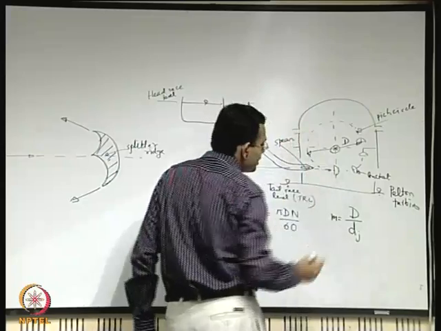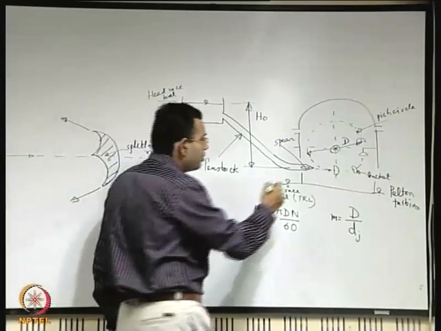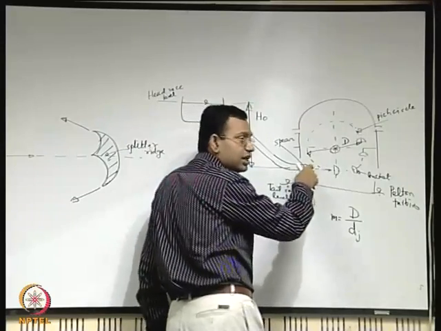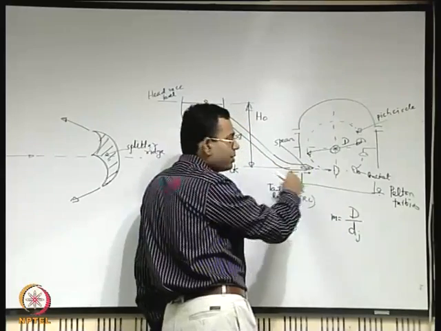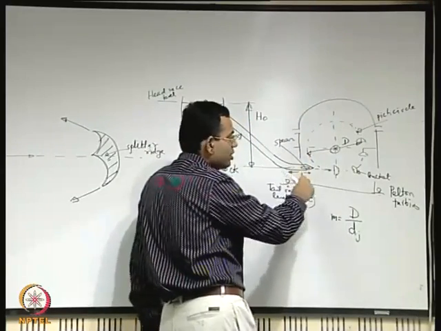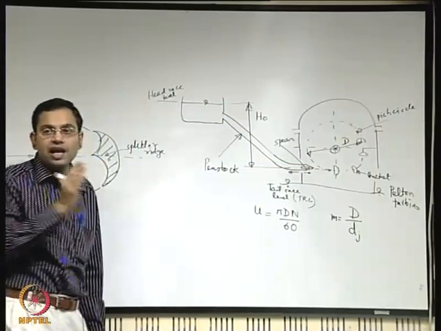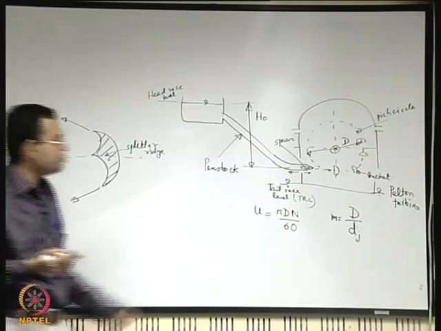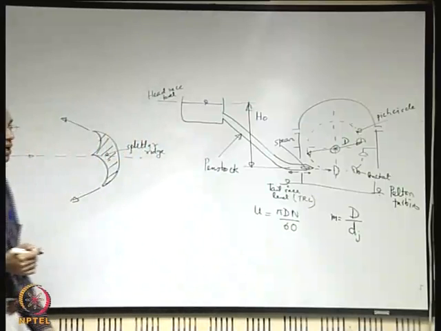What it basically does, you can allow it to move axially in and out. If you take it axially in, then it restricts the flow passage. If you take it axially out, then it allows more flow passage. So there is something which can move along the axis of the nozzle, and depending on its axial location, it may allow a particular area of flow and therefore a particular flow rate. So the sphere, because of its movement, can control the rate of flow.